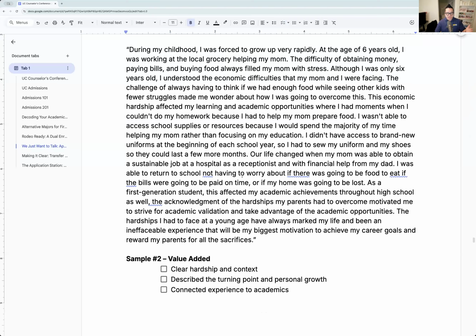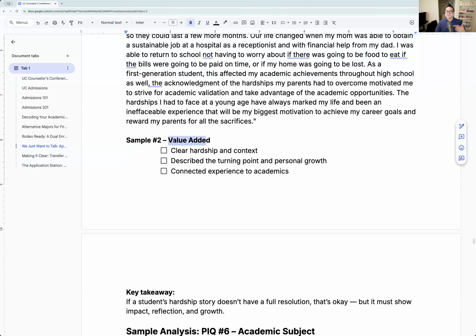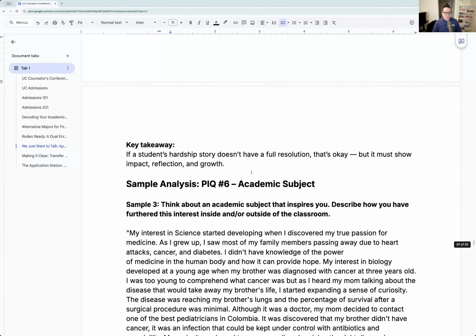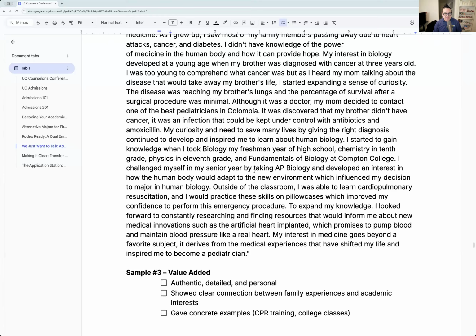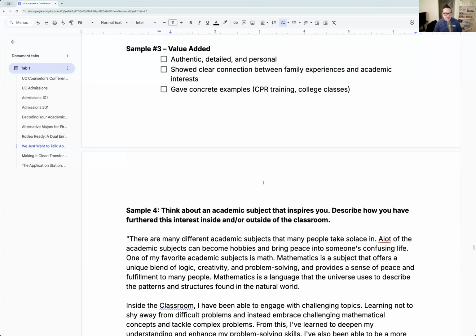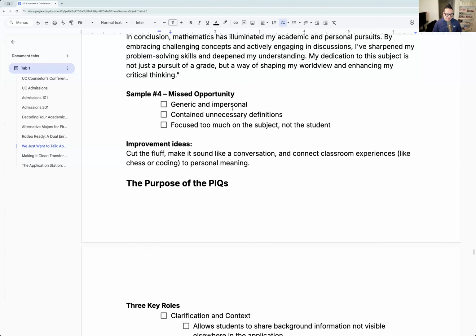Here's another example that I share with you guys. And again, this was good, value added, because they shared the hardship, the context. Again, when you read it, it'll make sense. The turning point, they connected it to the academics as well. I shared another example here with academics. This was a value added example. This one here was a not so good example.